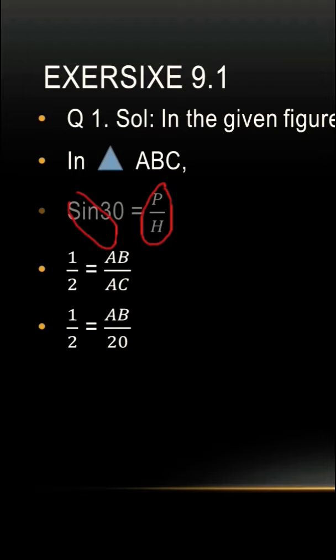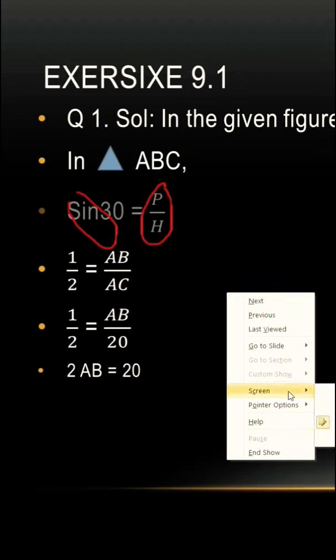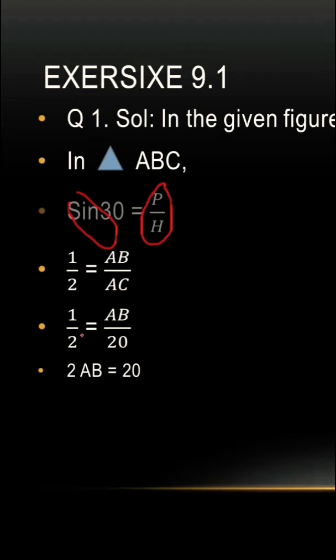Now line AC is given as 20 meters in the question. So in place of AC we write 20. Okay, we replace AC with 20. Next, we cross multiply. 2 into AB will be how much? 2AB. Cross multiply, this one and this one. So 2 into AB will be 2AB, then 1 into 20 will be 20.